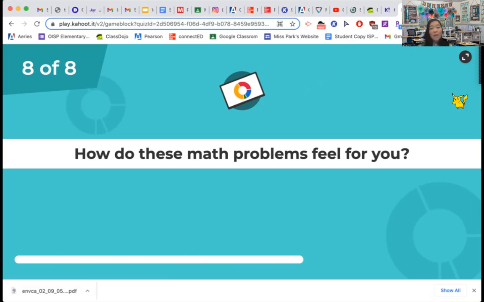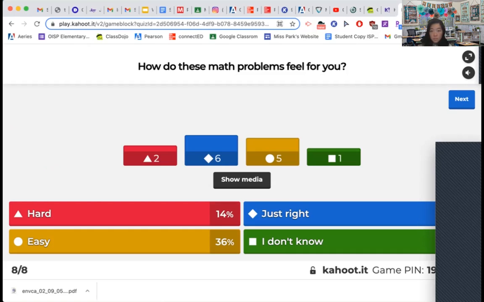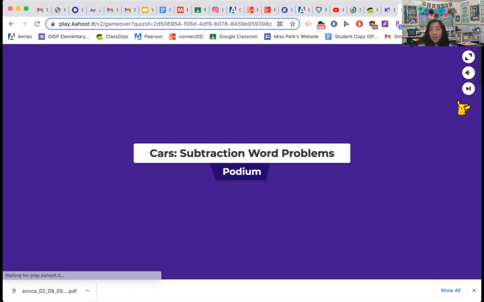Okay, last one. How do these math problems feel for you? Do you think they were hard, easy, just right, or I don't know? You selected easy.